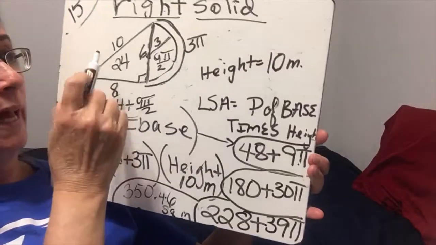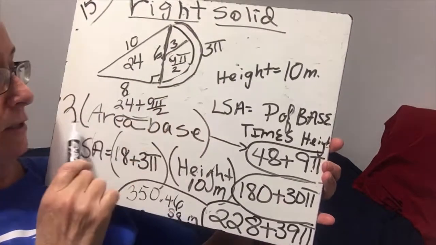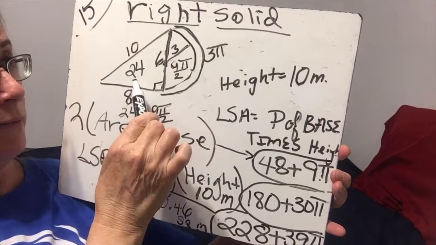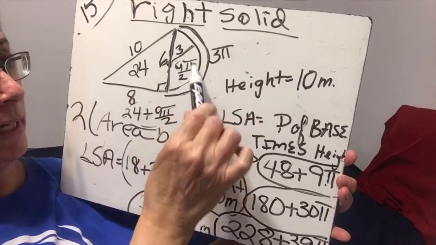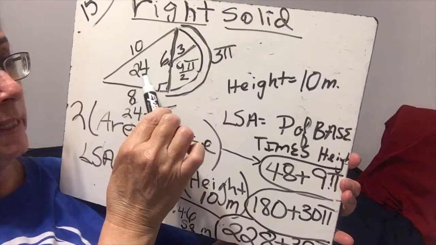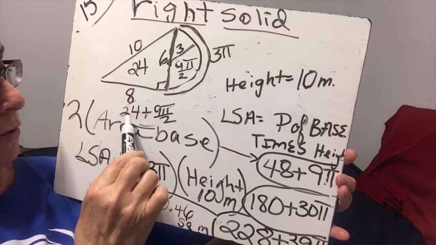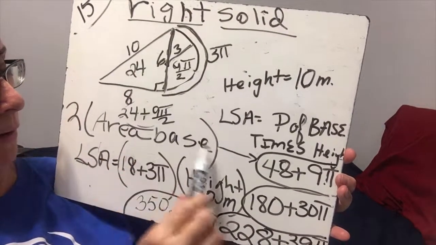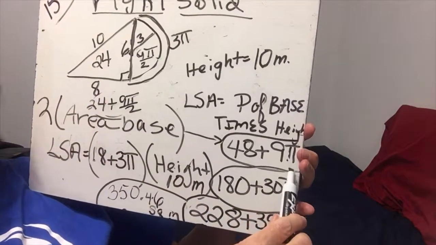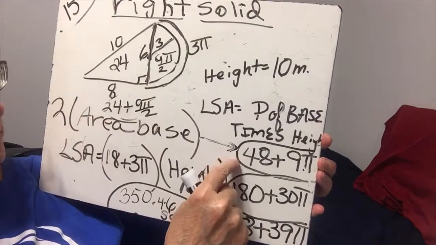Okay, so we had to find this area twice, right? So twice the area of the base. We found the area of the triangle was 24. We found this area over here was 9 over 2 pi. Then we said, well, we've got to double it. So the 24 times the 2. So 24 plus 9 pi over 2 is the area of the base. But then we doubled it. We got 48 plus 9 pi. So this is the area of both of the bases together.